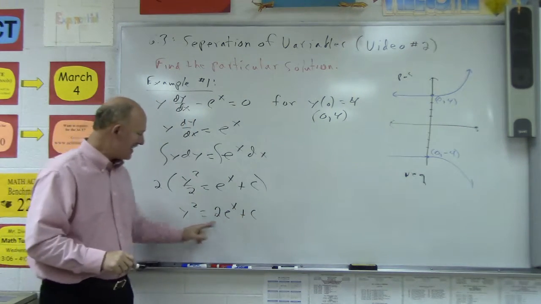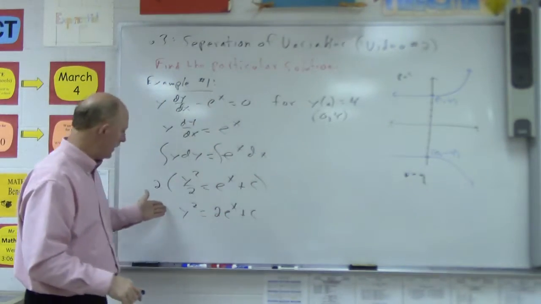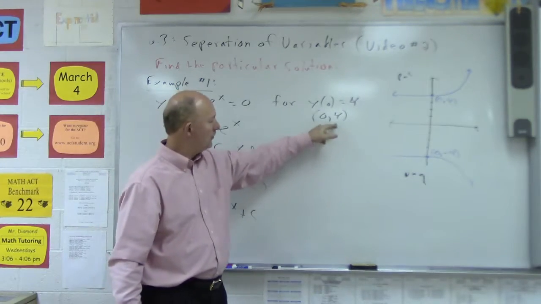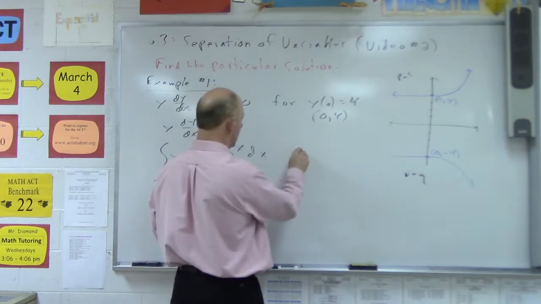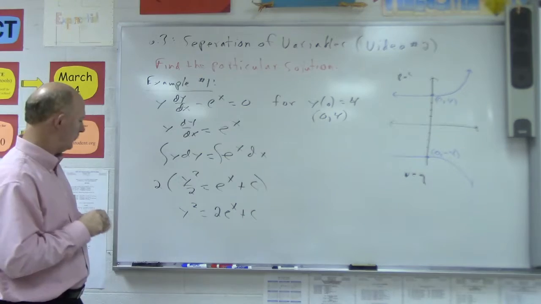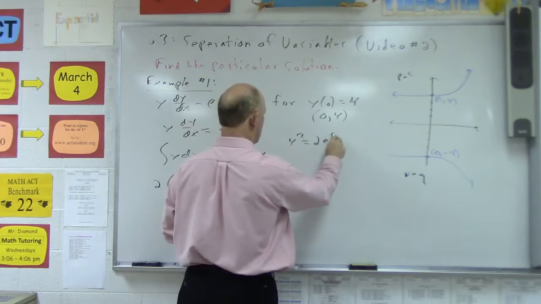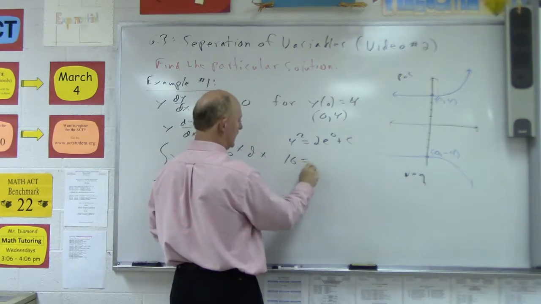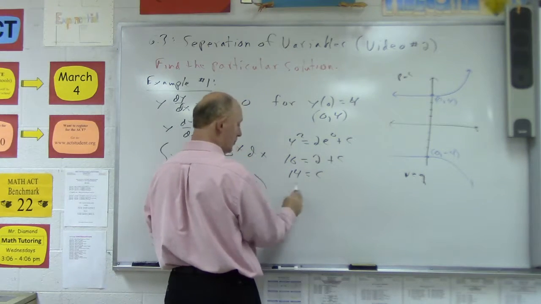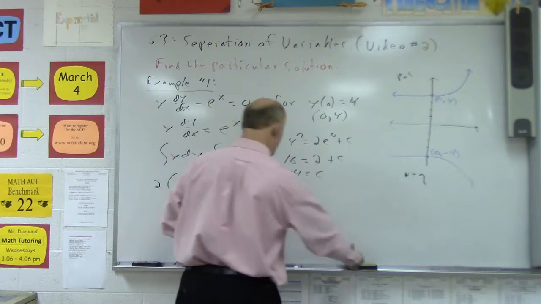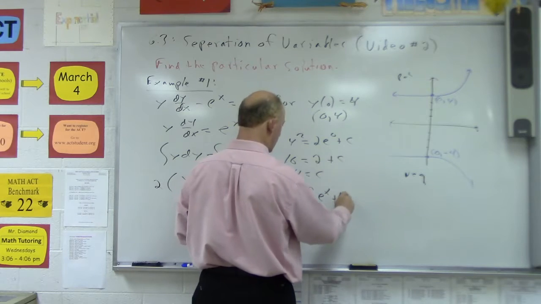Now, keep in mind, in order to get c, you don't actually have to solve completely for y. So I'm going to go ahead and substitute 4 in for y and 0 in for x right now, and we should be able to solve for c. Substituting 0 in gives us 4 squared is equal to 2 e to the 0 power plus c. So 16 equals 2 plus c, or c equals 14. So our solution becomes y squared is equal to 2 e to the x plus 14.